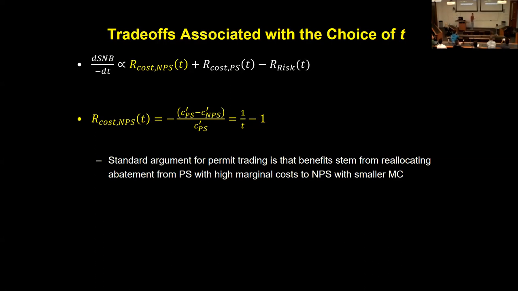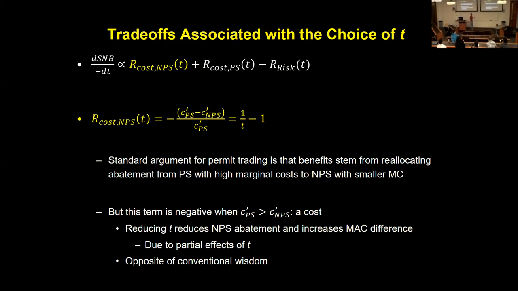Now, the standard argument for permit trading is that the benefits are going to stem from reallocating abatement from point sources to non-point sources. The point source abatement costs at the margin are very high, and non-point source abatement costs at the margin are very low, and so there's some gap there, and there's some benefits to trading. But this term is negative when the marginal cost of point sources exceeds that of non-point sources. And because this term is positive, we have a negative out here, it means this term here would be negative. And that means it's a cost. It means reducing T, which you would think would be increasing trading between these sources, is actually a cost.